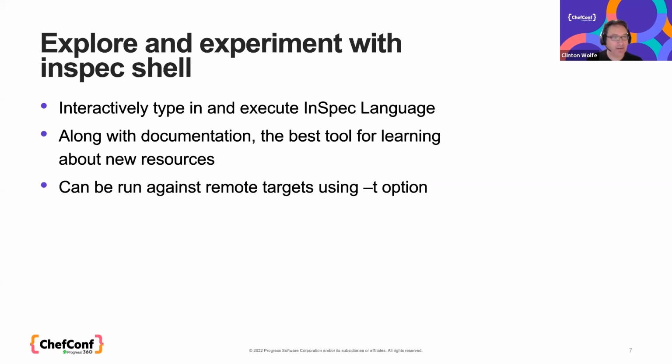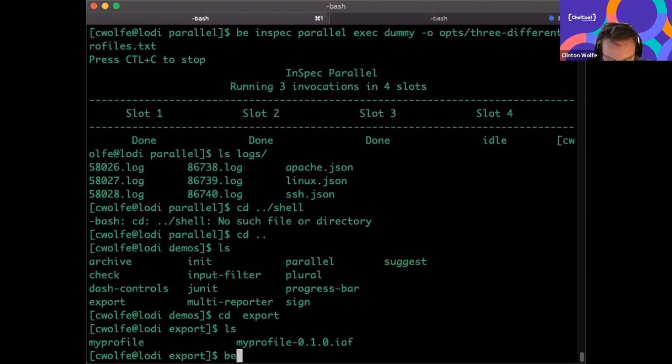First, let's learn about Inspec Shell. Inspec Shell allows you to interactively type in and execute Inspec language. Along with documentation, it's the best tool for learning about new resources. You can run against remote targets using the -T option. So Inspec Shell is a great way to learn about Inspec. You can type Inspec commands directly into Inspec Shell and find out exactly what they do.